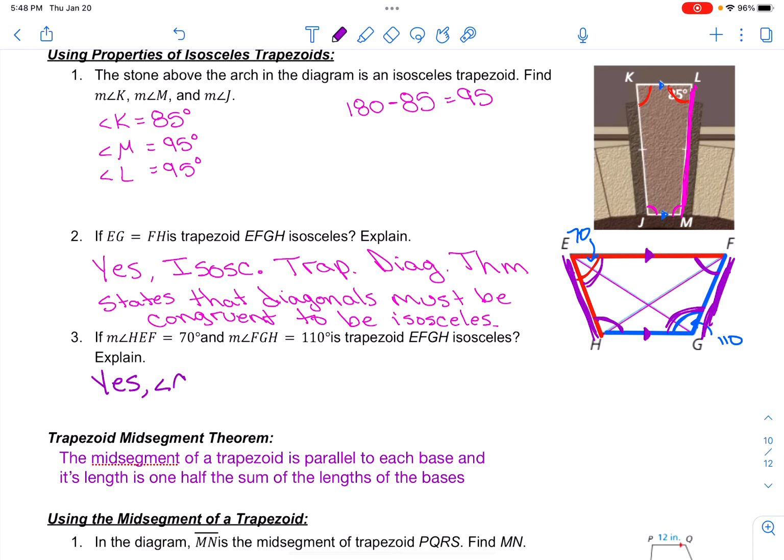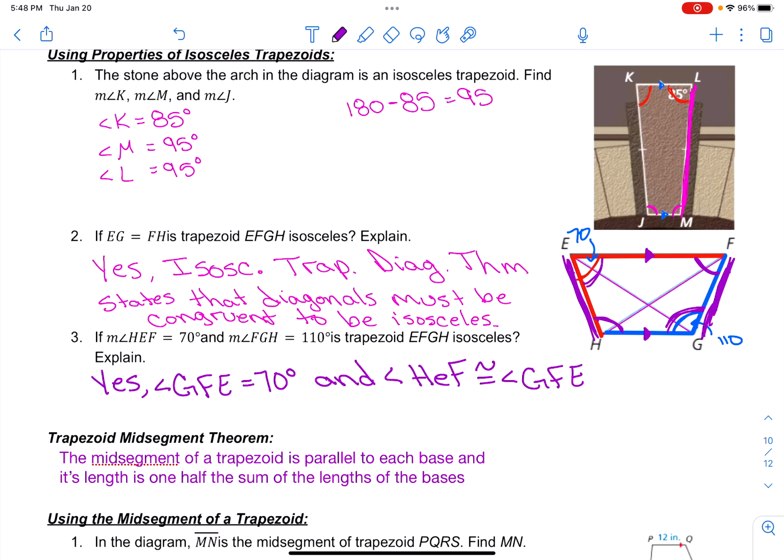angle GFE is 70, and angle HEF is congruent to angle GFE. So that is just showing that those top two angles are both 70. They're both congruent, which is one of the things that we have to have in order for our trapezoid to be isosceles.